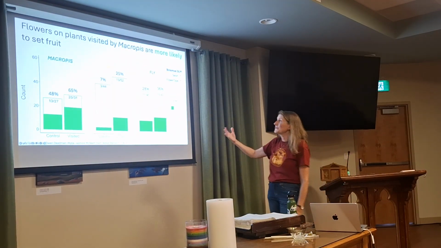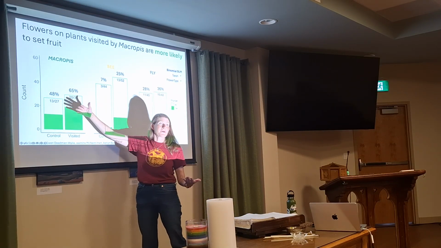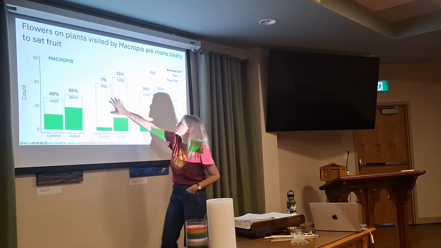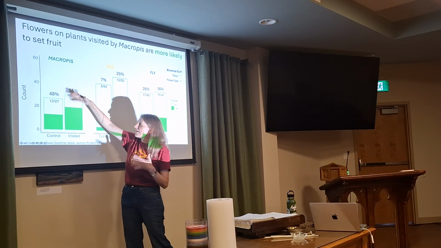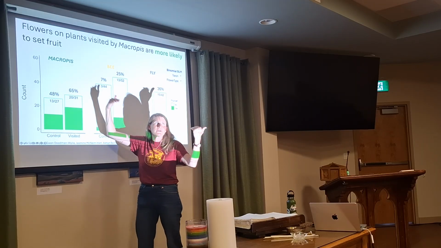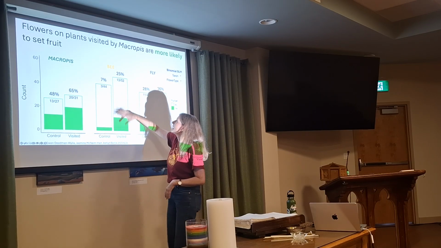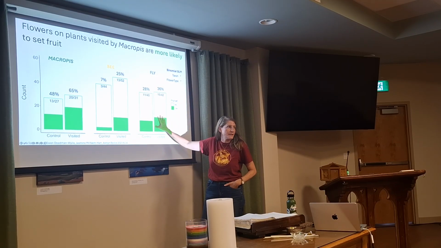But across those 2 years, we have found that Macropus is indeed a more effective pollinator. So these are the 3 taxa, the specialist bee, generalist bee and the fly. For Micropus, out of X number of flowers visited, 65% of them mature into fruit. The number is much lower for bees at 25% or 30-ish% for flies. So it's a more effective pollinator.